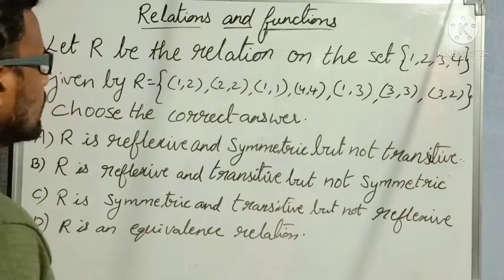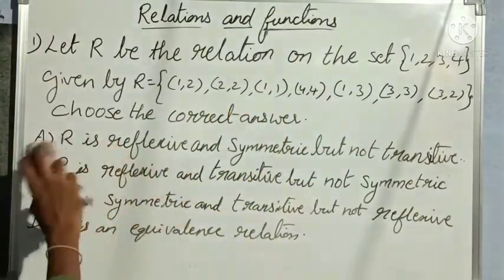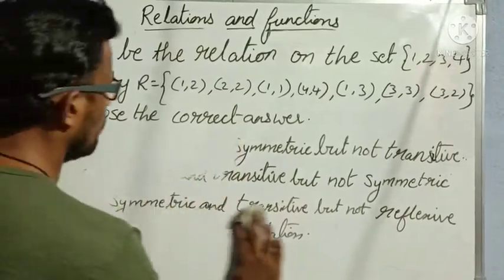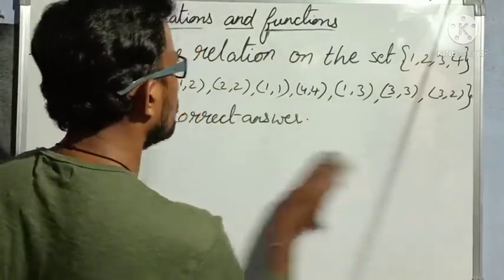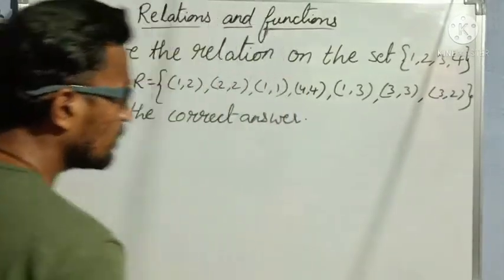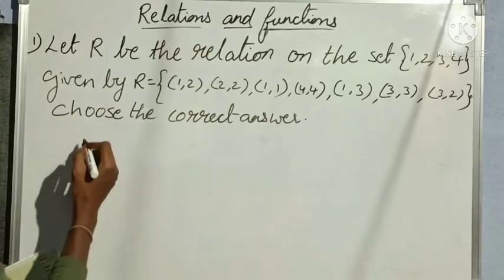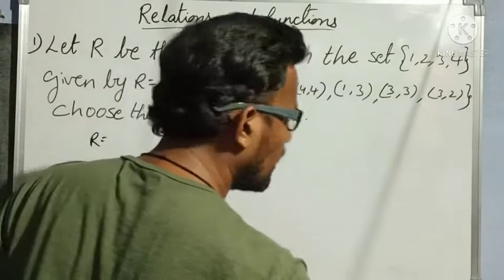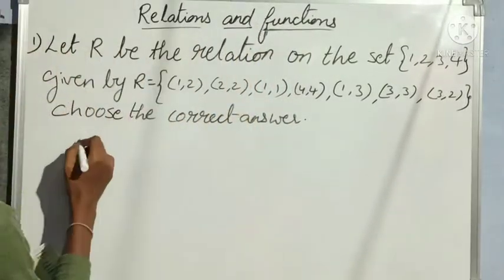Let us keep the relation as it is and erase the options so that I can explain the solution here. Only the four options I am erasing; the question I am not erasing. Now let us solve this problem. First we need to check reflexive, symmetric and transitive. R is the relation given in the question. Directly let us go for reflexive.